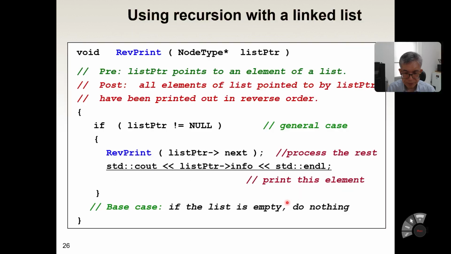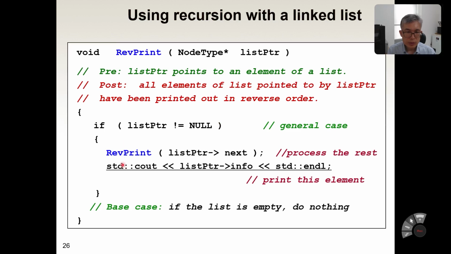element. Okay, so let's look at reverse print here. The list pointer not null case means we still have something to print out. So we call reverse print on the list pointer's next, and we process the remaining list, and then we print out the currently searched element, list info, like this using cout.